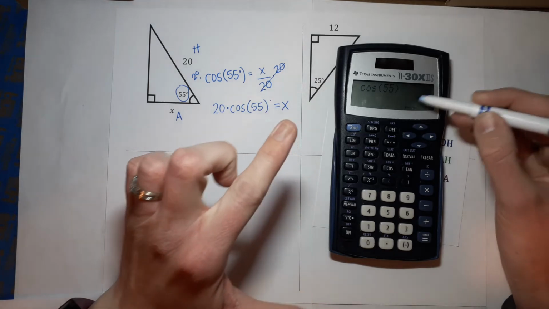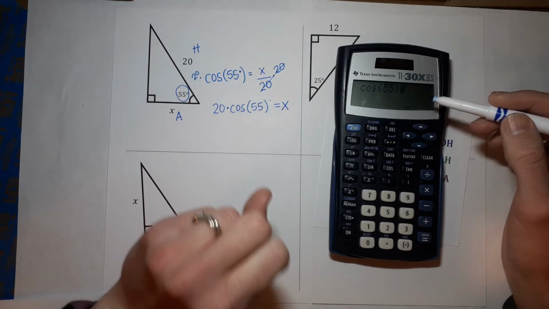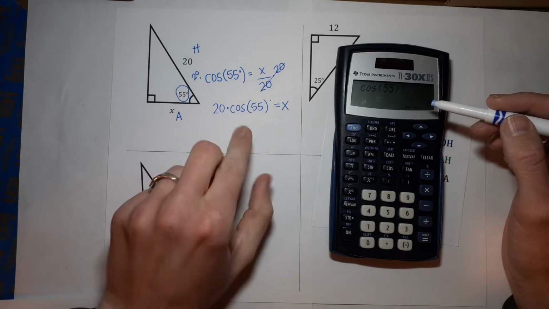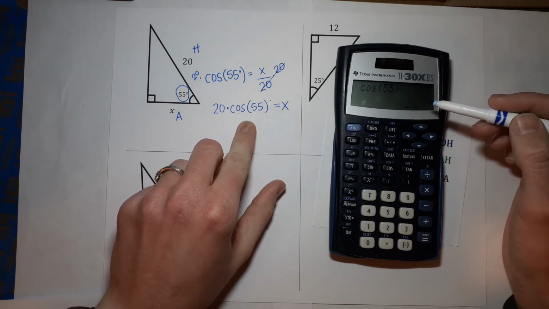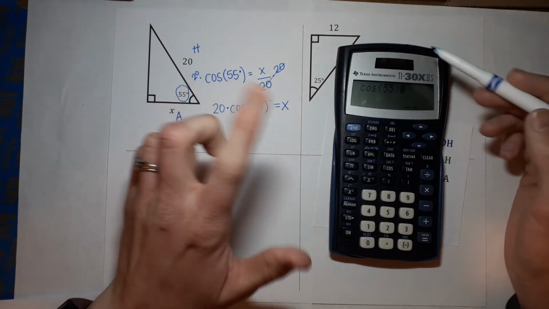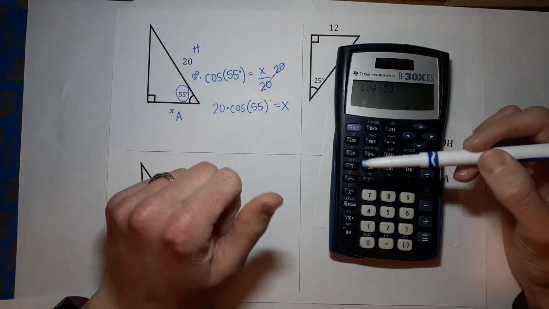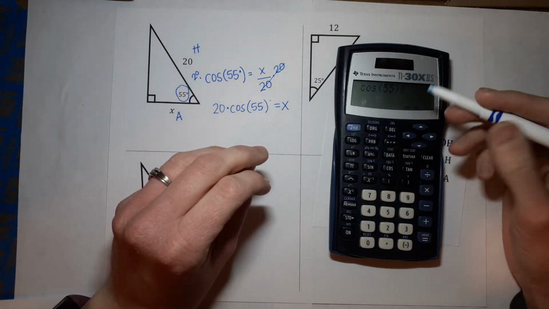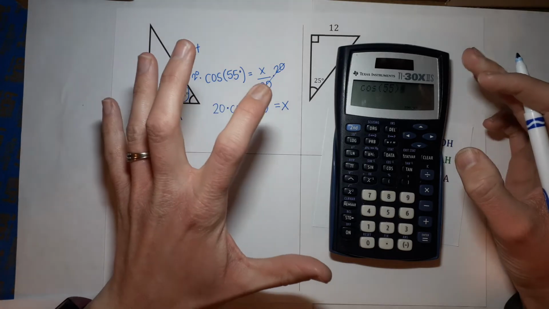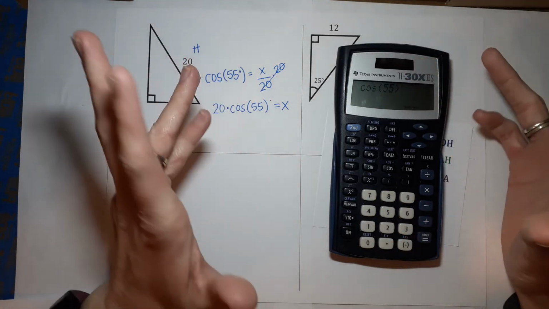So check and make sure you're in degrees, not radians, okay? If you're like, I don't even know what that means, you're probably in degrees, and you'll be able to tell if you get the same answer as me. If not, maybe just look up online your particular calculator, how to change it from radians to degrees, okay?